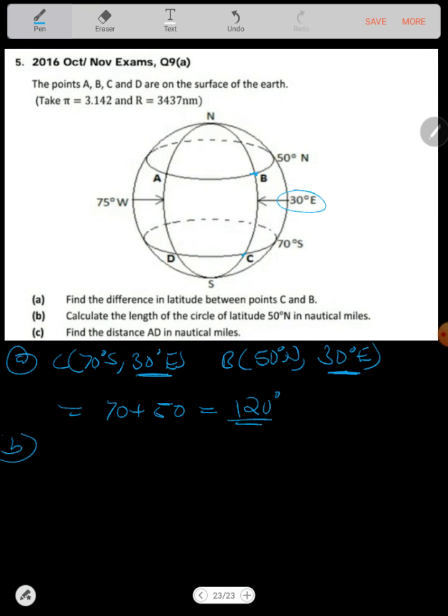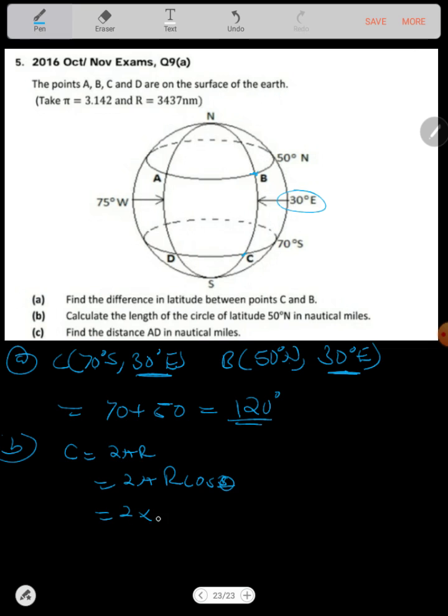And B says calculate the length of the circle of latitude, this one, in nautical miles. Now to find the length of the circumference is 2 pi r. Now they're saying where it's in 50. Now 50 is a small circle, right? All right, so we are going to introduce 2 pi r cos what? Cos theta. That's a small circle.